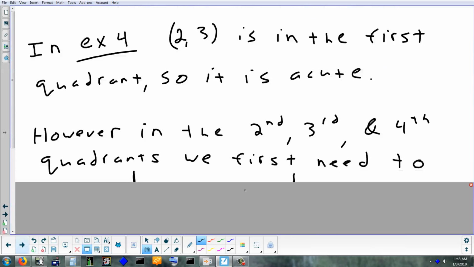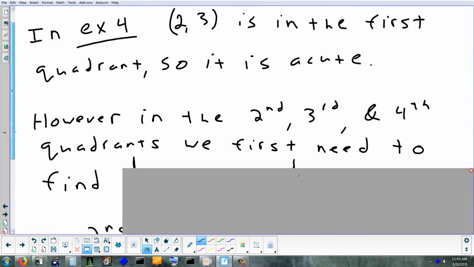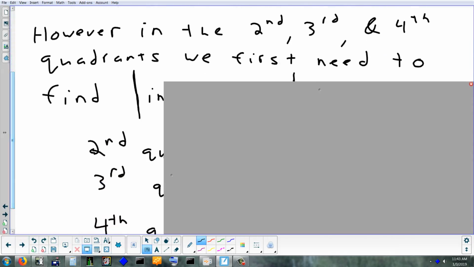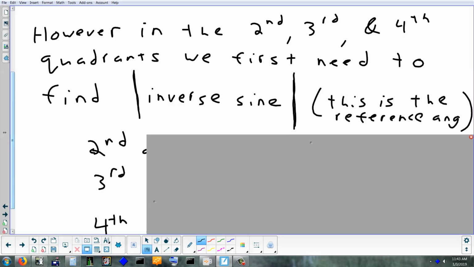Well, there's a formula for how to find theta in each of those quadrants. And the first step is to do what we just did. If you have a coordinate that has a negative in it, you're automatically in quadrants 2, 3, or 4. So step 1 is to find the absolute value of the inverse sine. You always want to use inverse sine. You can use other functions, but if you do, these directions won't make sense. So this is one way to do it.